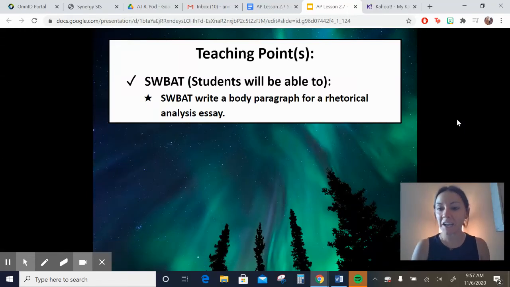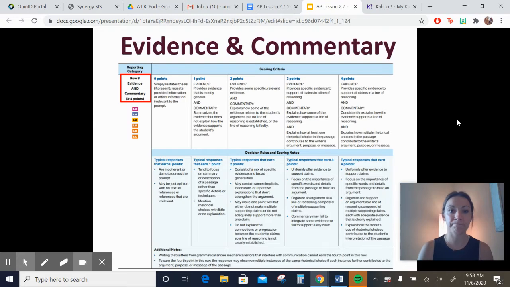Hi, everyone. I'm going to walk you through our lesson for today on evidence and commentary. So, our teaching point for the day is students will be able to write a body paragraph for a rhetorical analysis essay. We looked at this last week as you all looked at those exemplar rhetorical analysis essays.